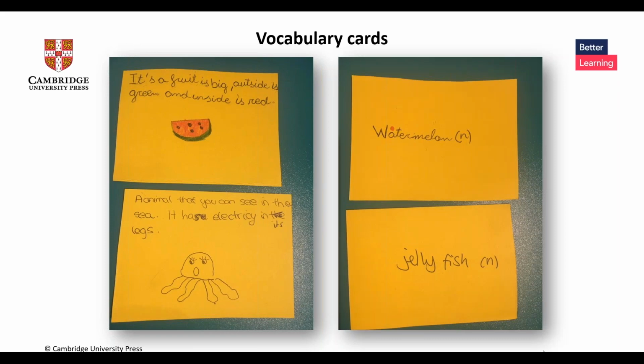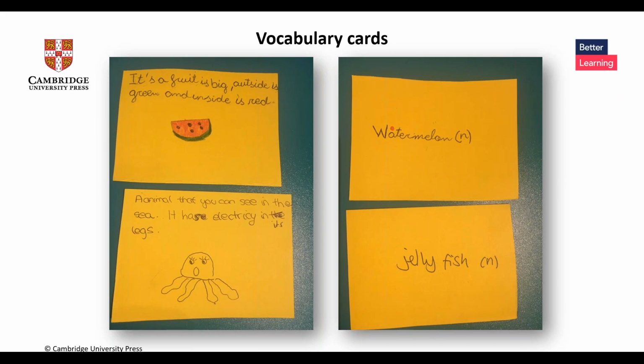So here, as you can see, we have watermelon and jellyfish. And just a couple of things to bear in mind with these cards. They're student generated, but they can also think about perhaps recording the pronunciation. So you can see they've put a little red dot over the stressed syllable on watermelon. They can include the part of speech after the word. So you can see they're both nouns.